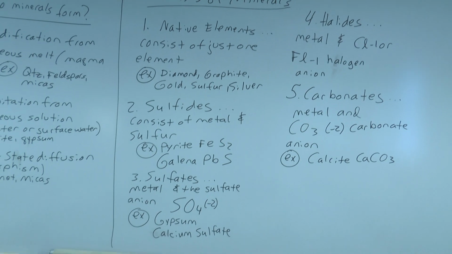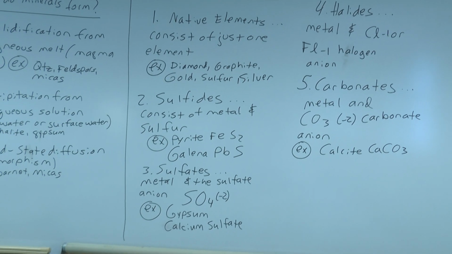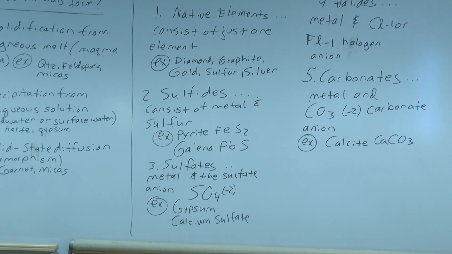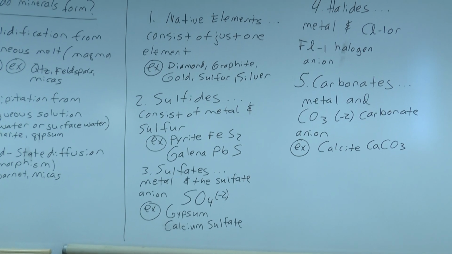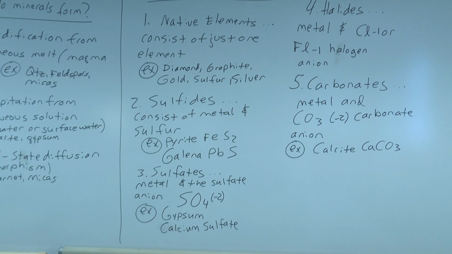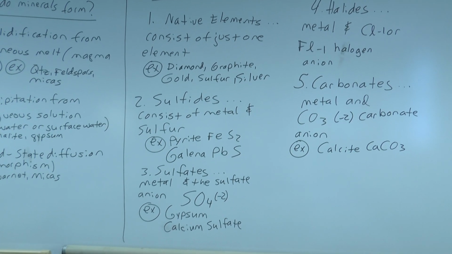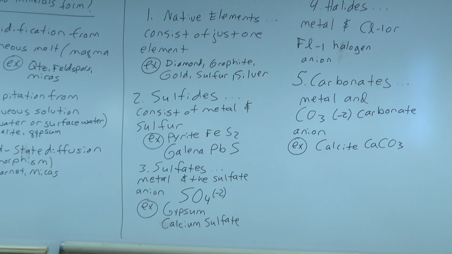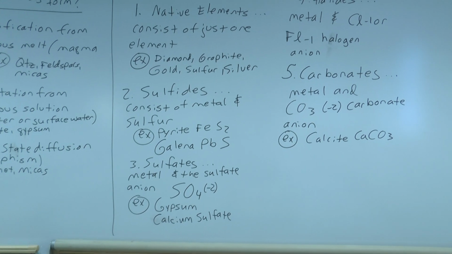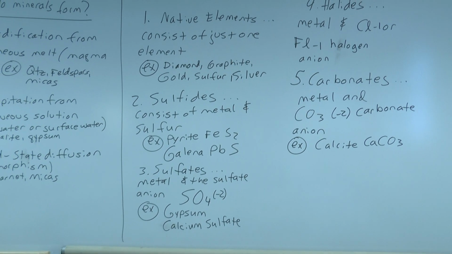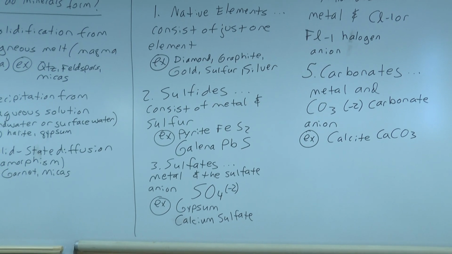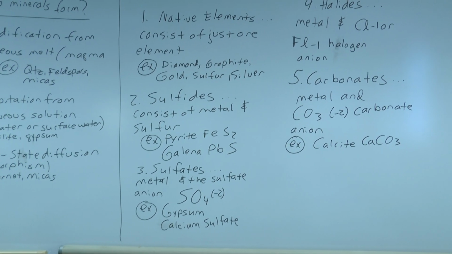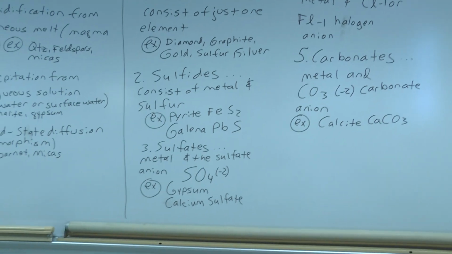Number 2, sulfides. SULF is your clue that sulfur is in there somewhere. Sulfides consist of metal, some kind of metal, and sulfur, of course. So great examples here are pyrite, fool's gold, FeS2, iron sulfide. I held up some of this in class, and then galena, which I haven't seen yet, but I will hopefully get to the other minerals to show you next week. Galena is lead sulfide, PbS.